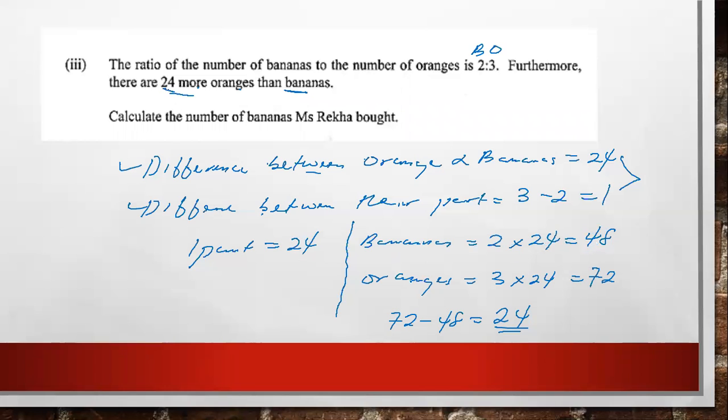If you want to find bananas, it would be 2 times 24, which gives you 48. And for oranges, it would be 3 times 24, which gives 72. Now, to check your answer, 72 minus 48 gives 24. This is the answer we are looking for. I did this for you to understand that when you work out the difference, you get 24. Are we clear on that? This is done differently from the one we did before, and you will do it by yourself.